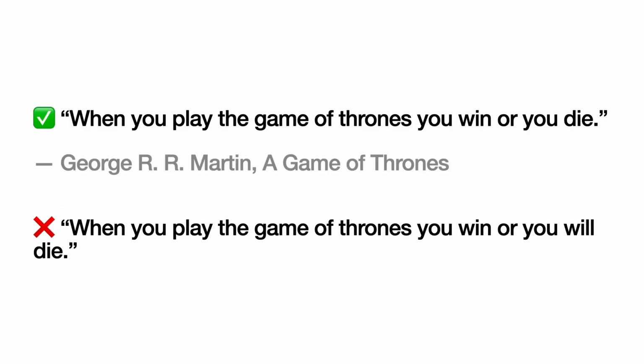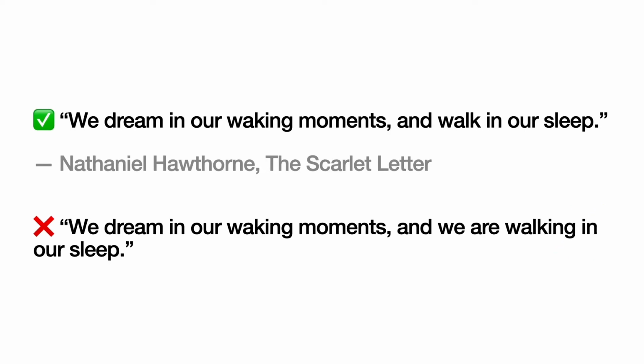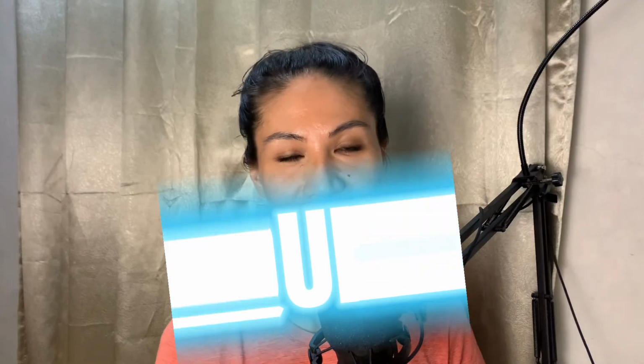Now here are some examples from literature, from the Game of Thrones. When you play the Game of Thrones, you win or you die. You don't say you win or you will die. We dream in our waking moments and walk in our sleep. We don't say we dream in our waking moments and we are walking in our sleep. That's not parallel.